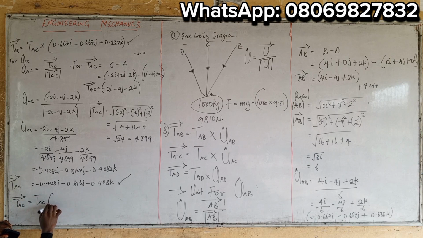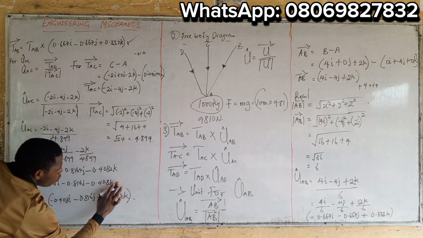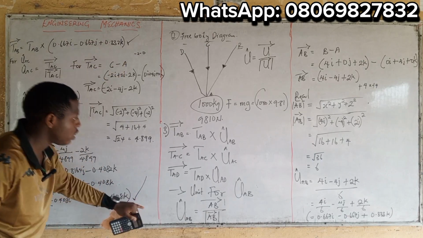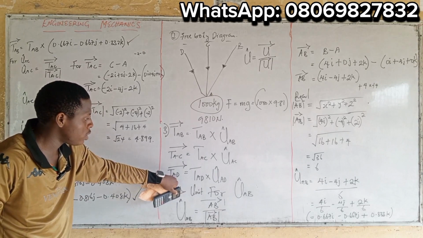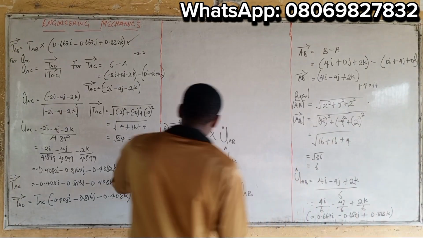TAC, in brackets, multiplied by what we have here: minus 0.408i minus 0.816j minus 0.408k. So this is your final answer. So what we'll do is we are marking this. So we've gotten this, we've gotten this. What's the last one to get? TAD.